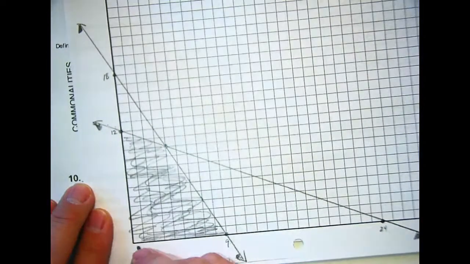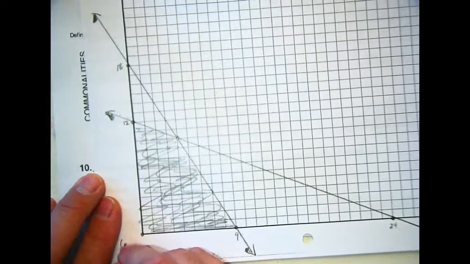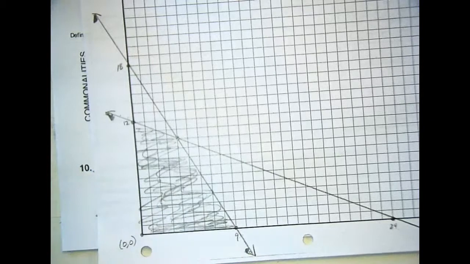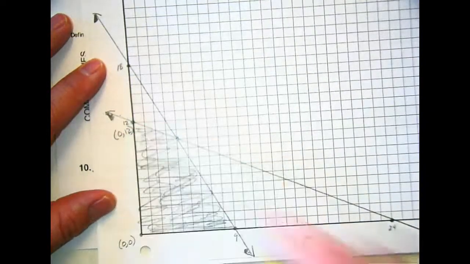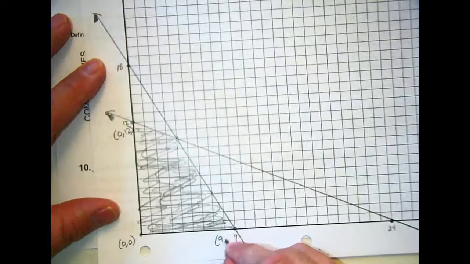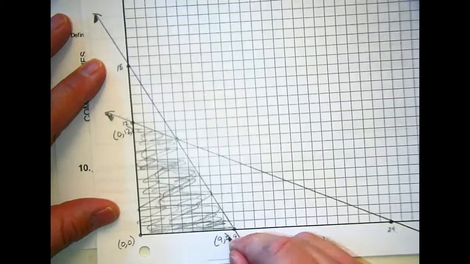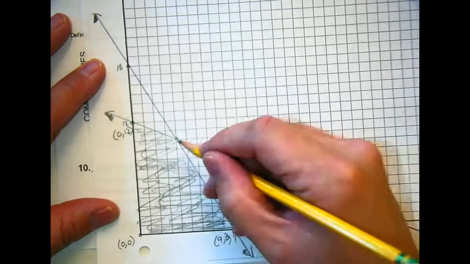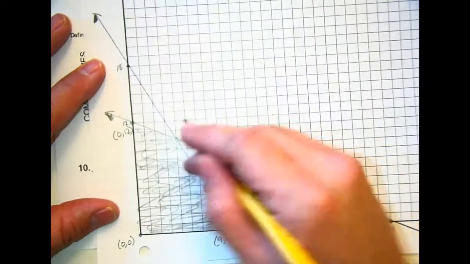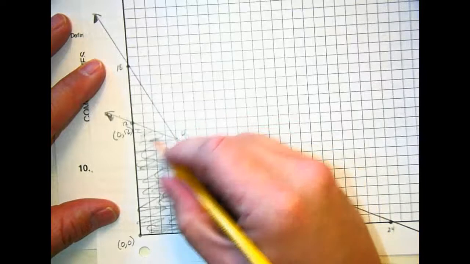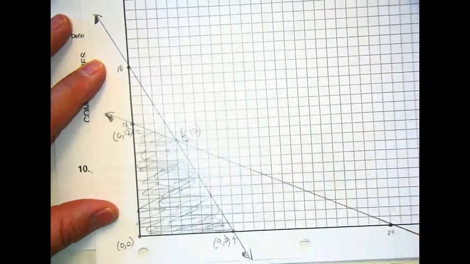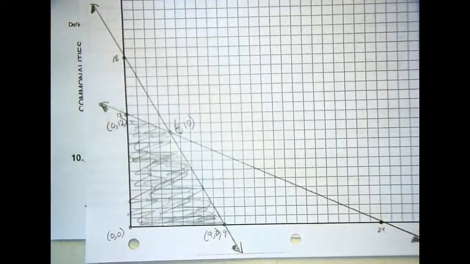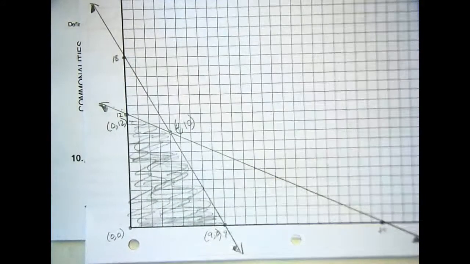Okay, so when I'm listing my coordinates here, I have a 0, 0. That's one vertice. I have a 0, 12. And I have a 9, 0. And I have this one here, which happens to be, looks like 4 and 10. Is that right? Okay. What's our next step?